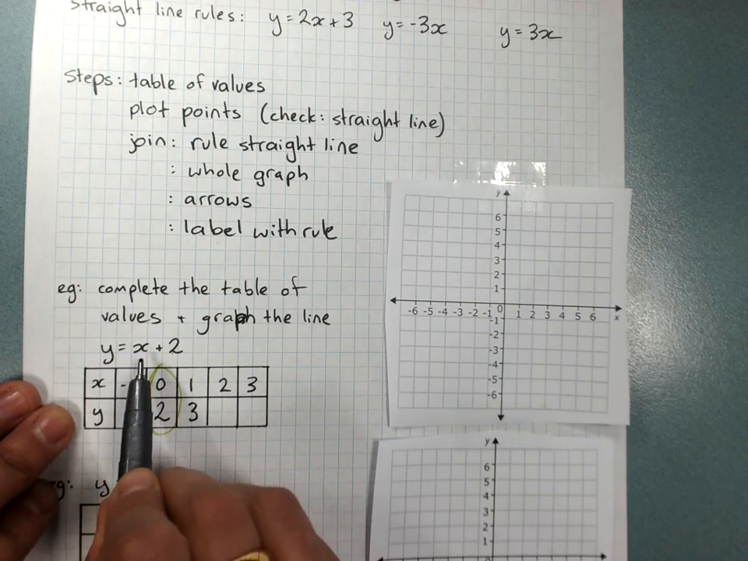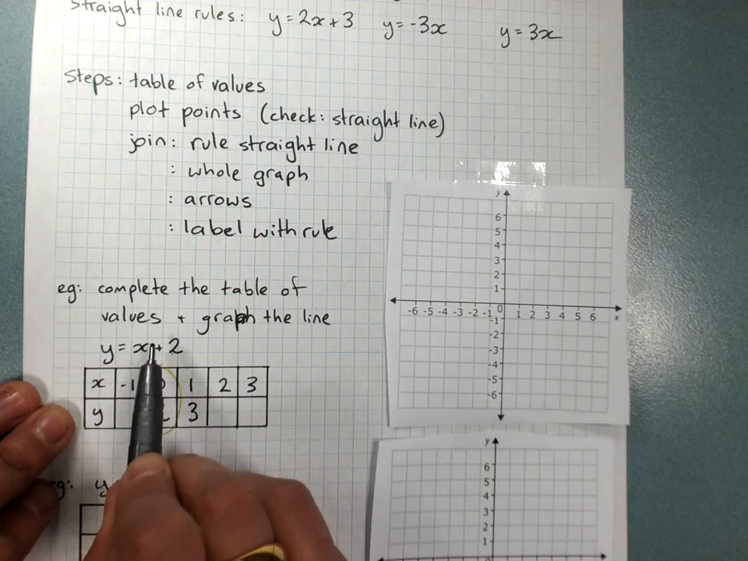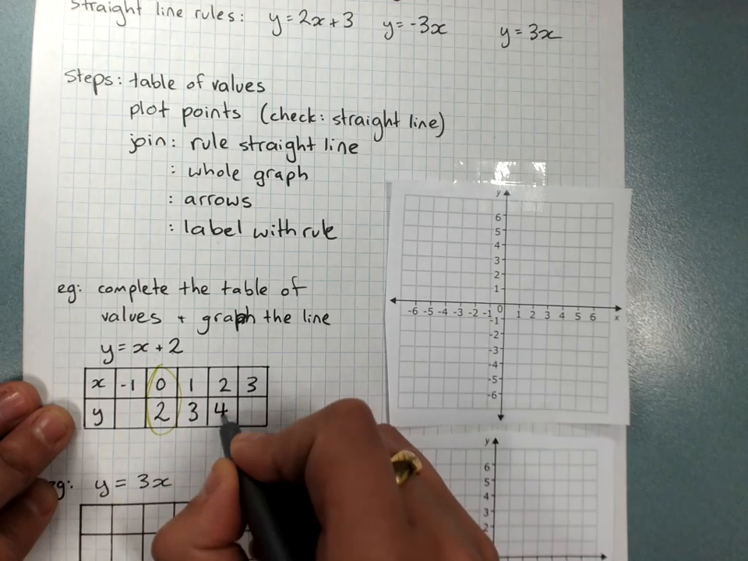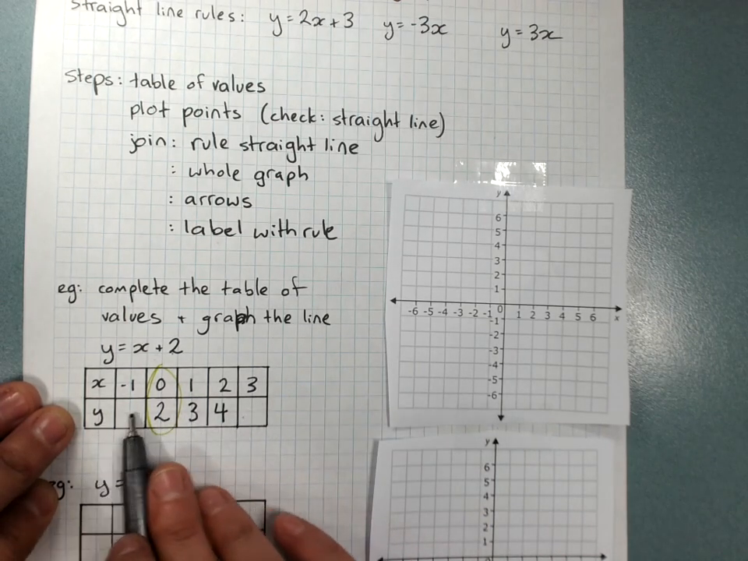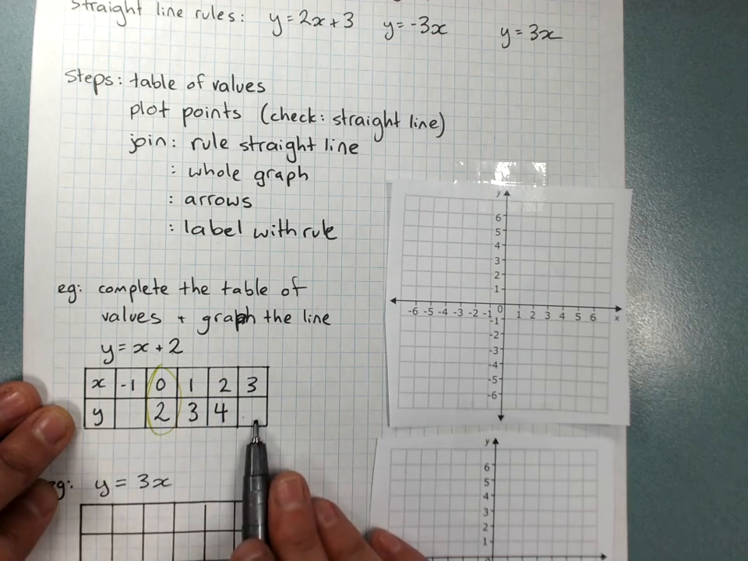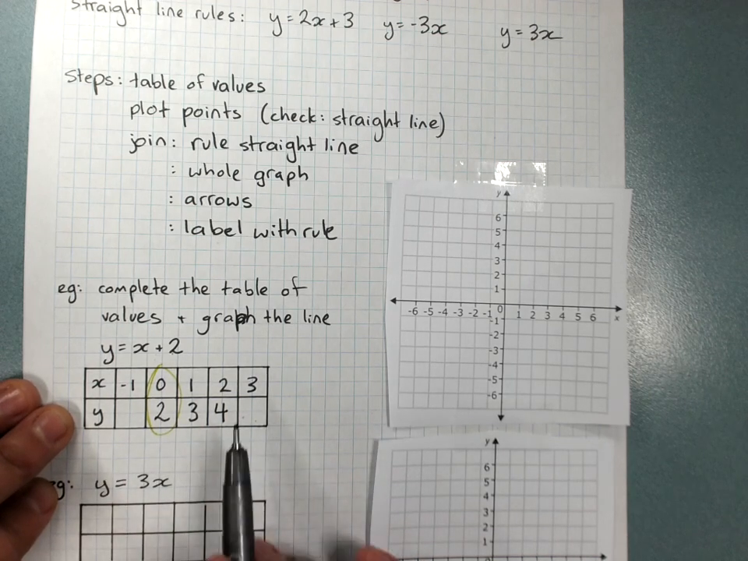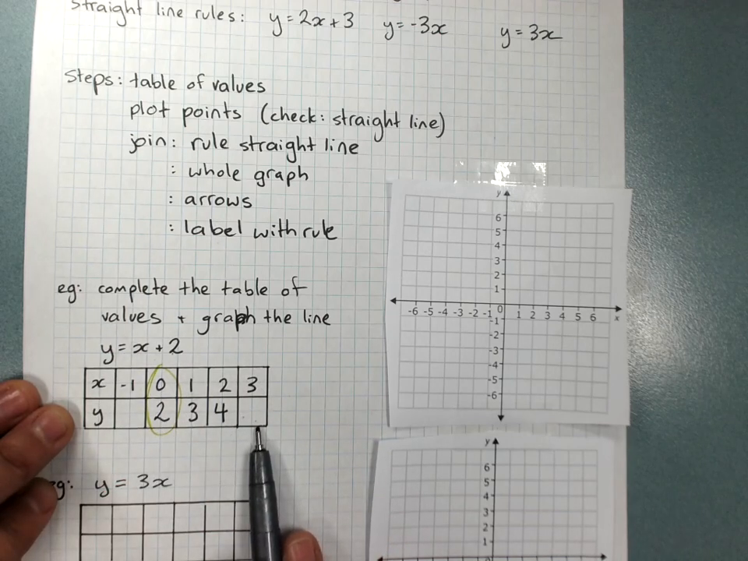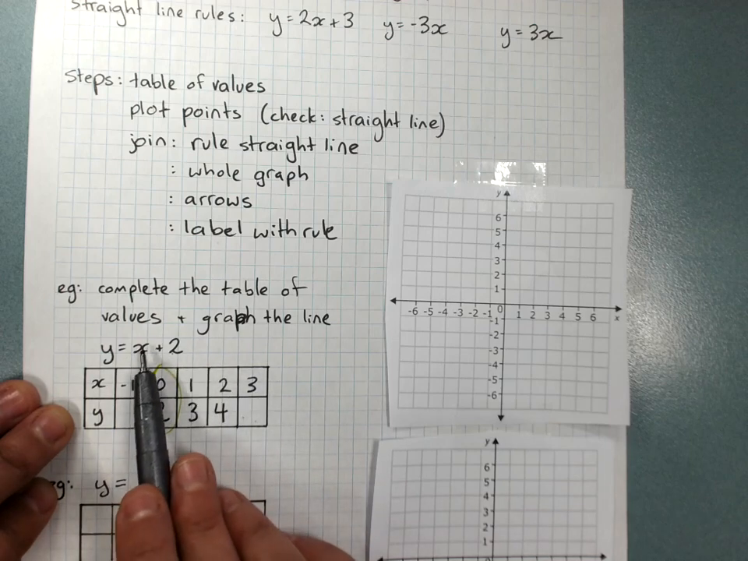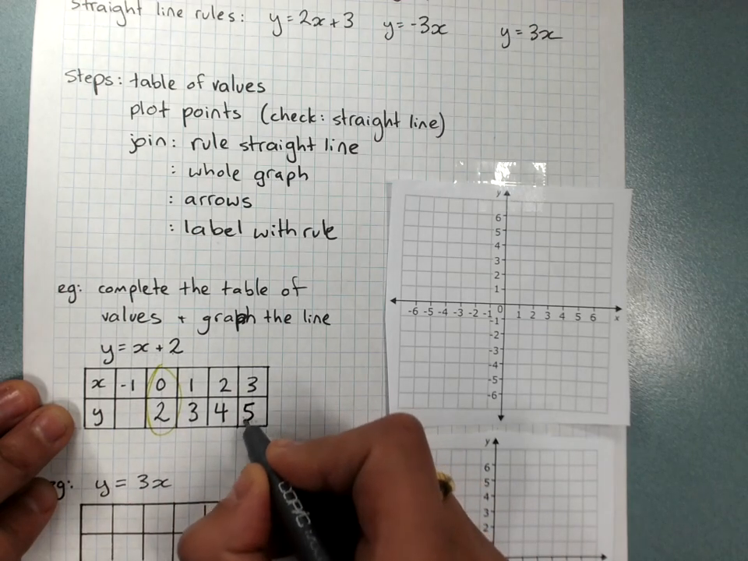What if x was 2? Substitute 2 in where the x is. y equals 2 plus 2, 4. And you'll start to see there's a pattern. There's always going to be some sort of pattern in your y values. If there's not a pattern, something might be wrong. y equals, now you can probably predict the next one. Predict it. Let's check if we're right. y equals 3 plus 2 is 5.